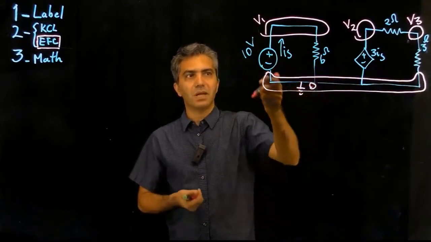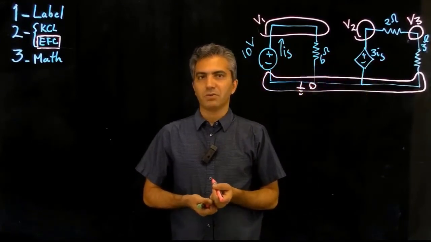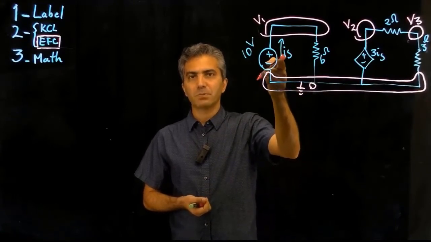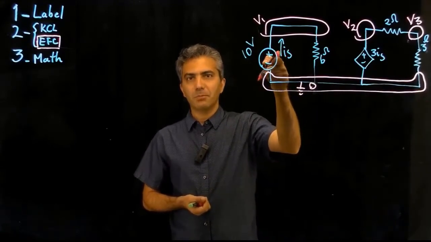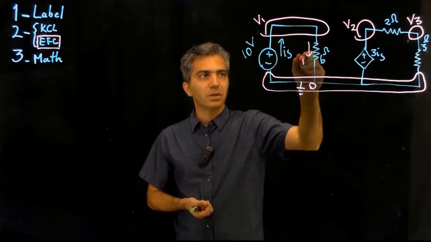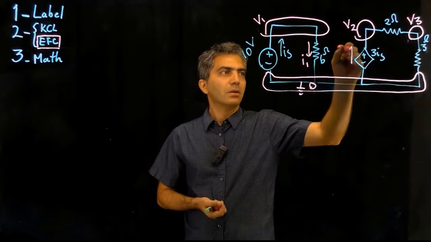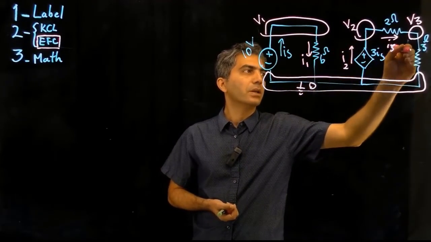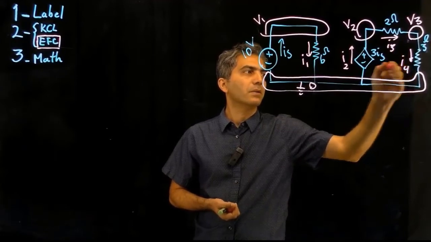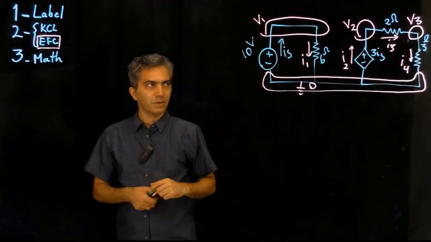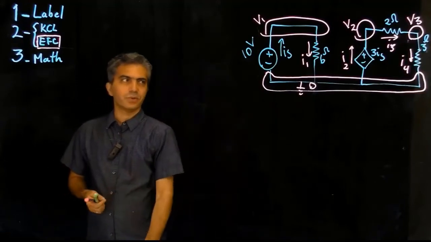Otherwise, everything else is the same. I have to label all the currents passing through the components. It happens that for this specific circuit and this specific component, the current passing through it is already labeled. Then I'm going to move on to this and call that I1. I'm going to call this I2, I3, and finally I4. And I'm done labeling all the currents and voltages in the circuit.